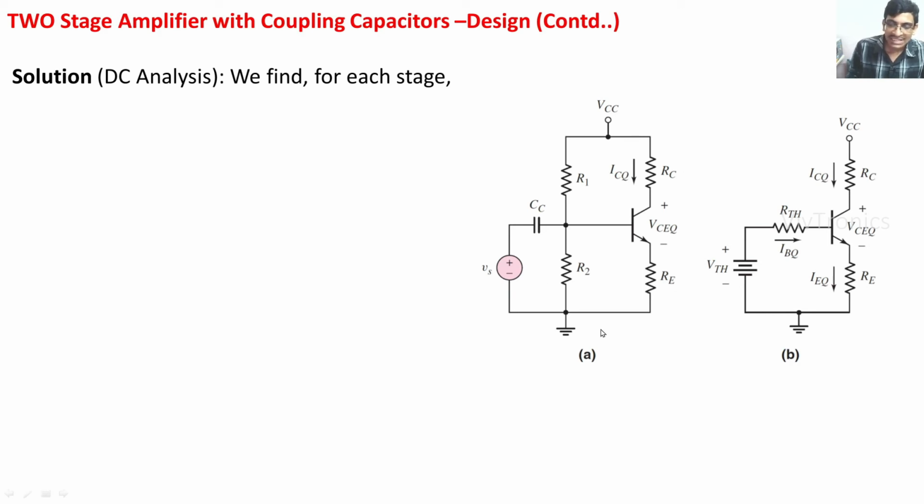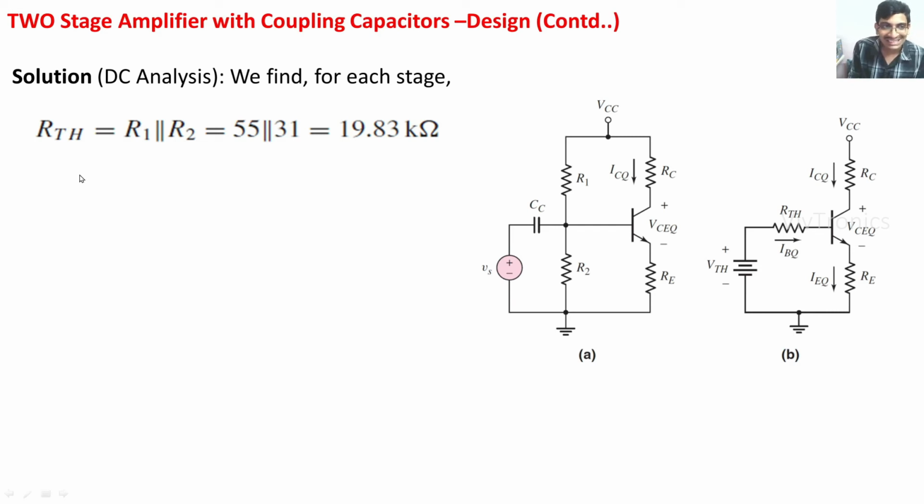This is the single stage CE amplifier circuit which I have taken. In order to do the DC analysis, I am assuming the DC voltage present at the input side is equal to the Thevenin's equivalent voltage VTH, and the parallel combination of R1 and R2 can be taken as the Thevenin's equivalent resistance RTH. From the circuit diagram, the value of R1 is 55 kilo ohms and R2 is 31 kilo ohms. Therefore, the RTH value will be equal to 19.8 kilo ohms.